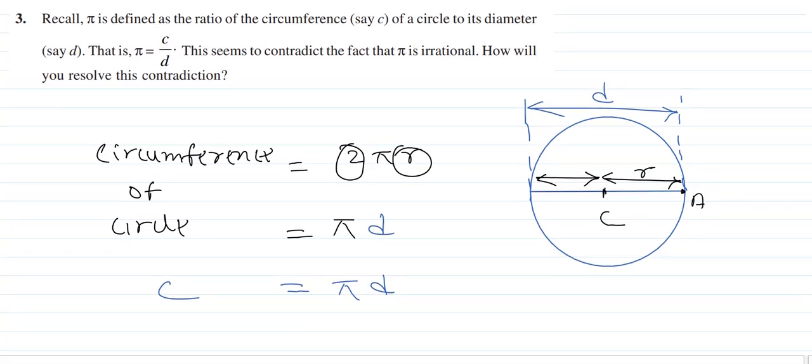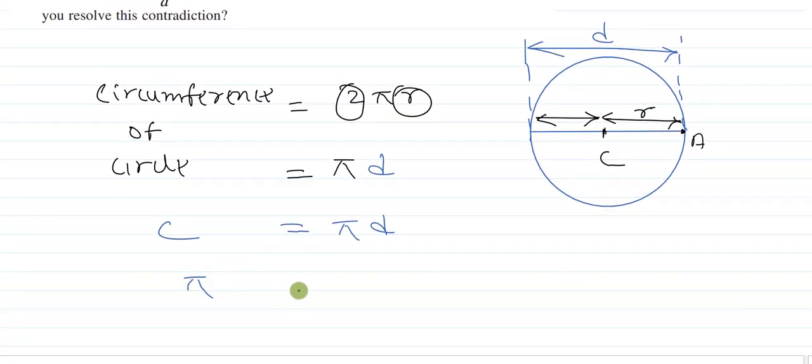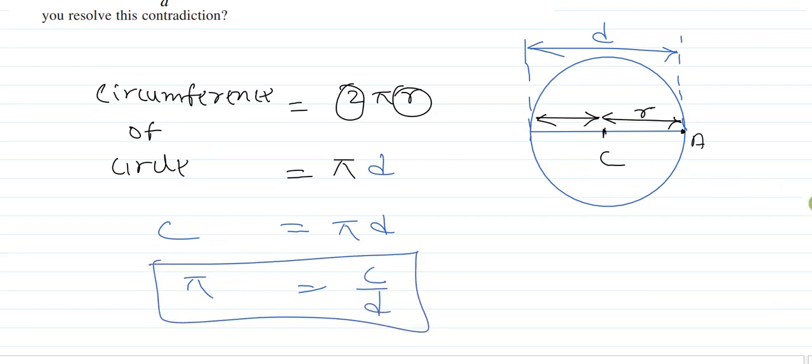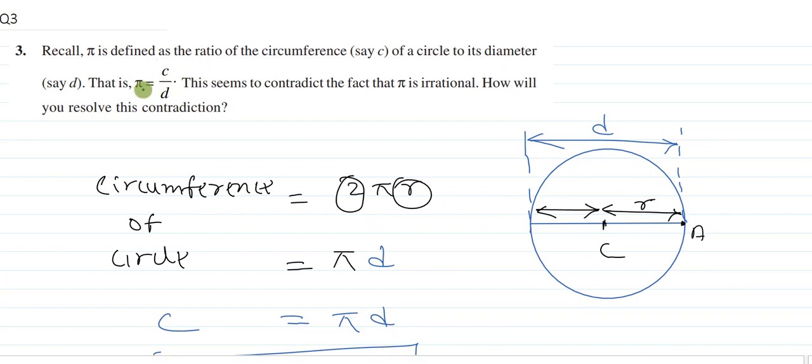So pi will be equal to c upon d. This thing he is explaining directly in our question. Pi equals c upon d. Got this? This seems to contradict the fact that pi is an irrational number. How will you resolve this contradiction?